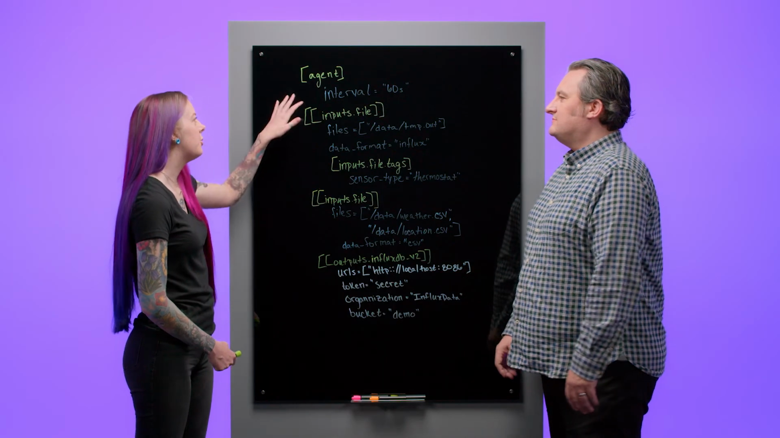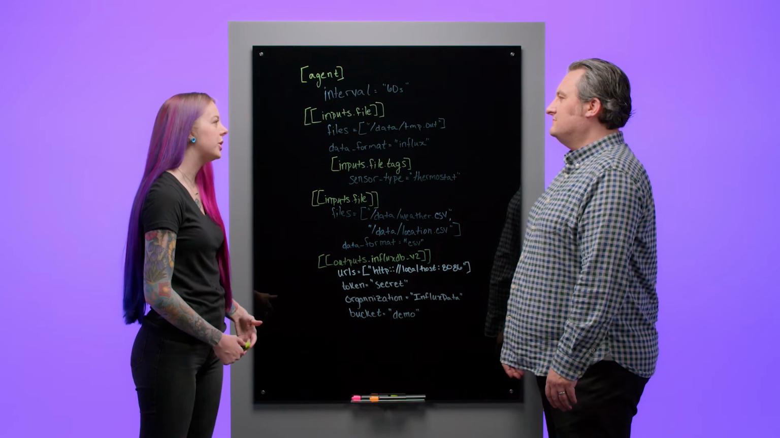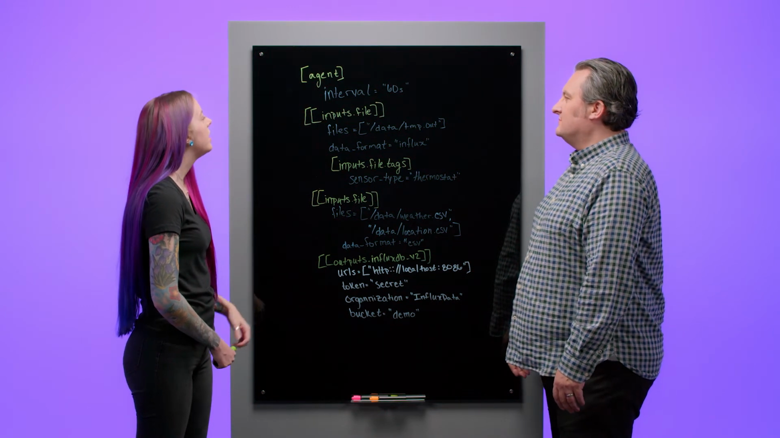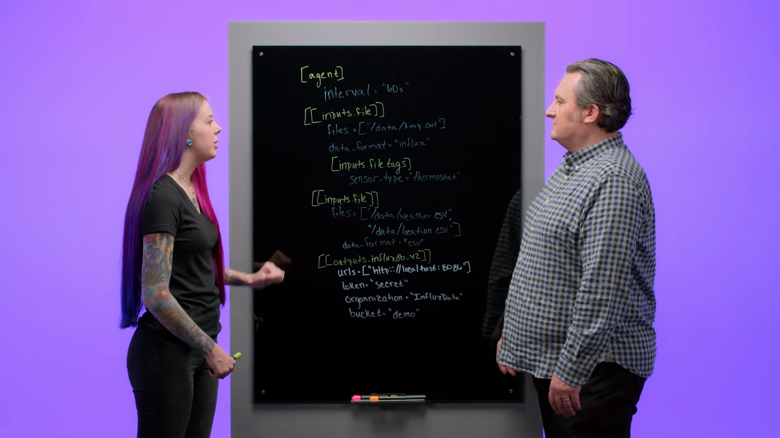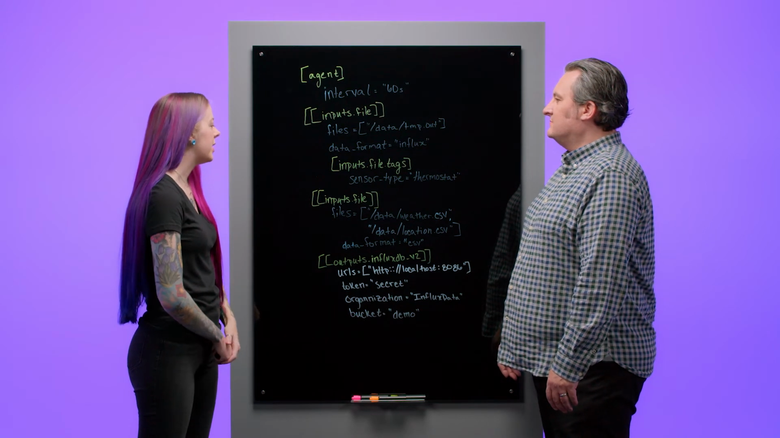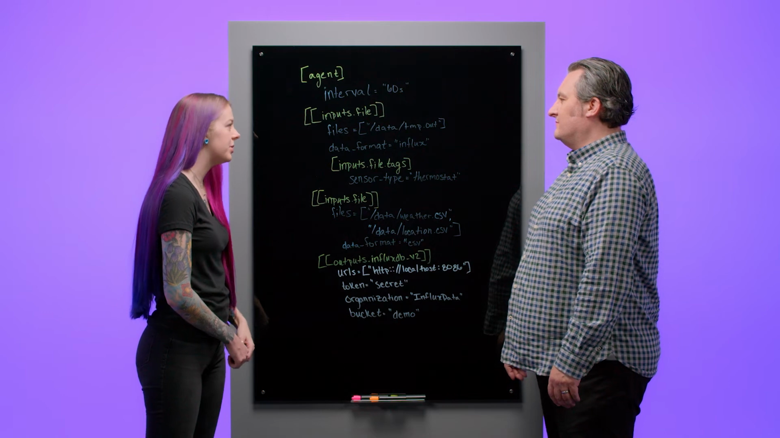And why does the agent have single brackets, whereas the others have double brackets? The agent is in a single bracket because there can only be one agent per Telegraf config file. Inputs and outputs, there can be multiple. You could have as many plugins as you'd like, so they are in double. And can I have multiple instances of the same plugin? Yes, you could have not only as many plugins as you'd like, but as many copies of the same plugin.